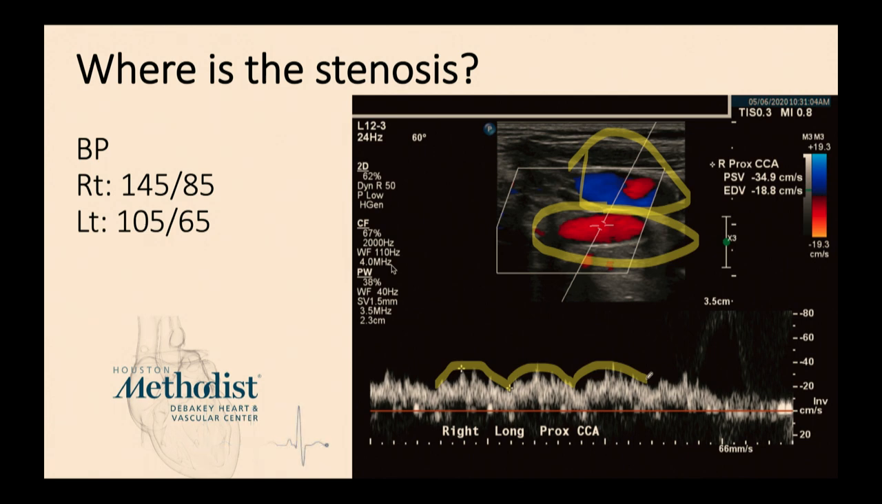Are you guys showing my screen, please? So you see a symmetrical waveform, so you don't see respiratory phasic changes. So that would be excluding the venous.